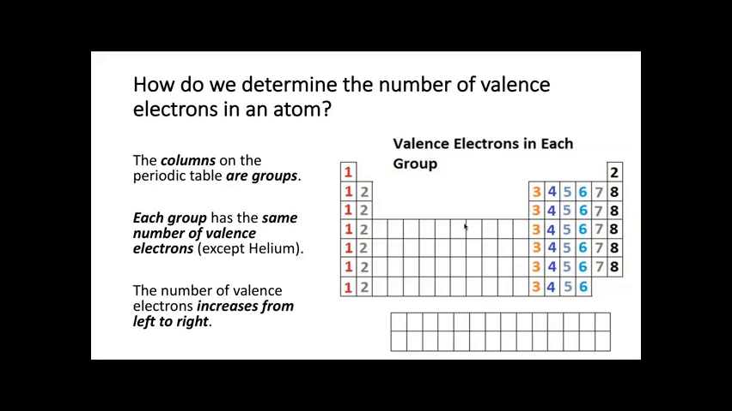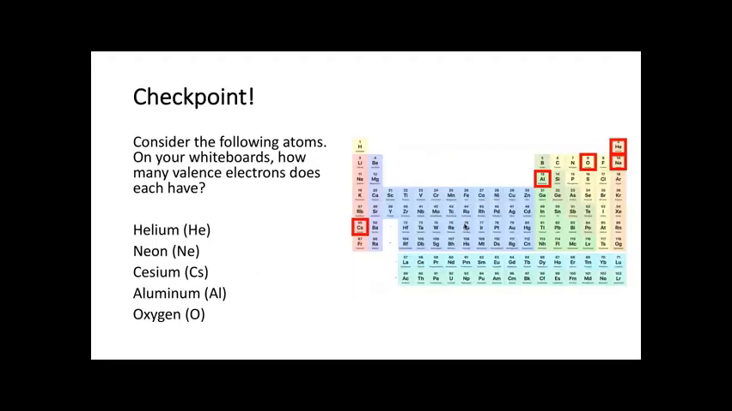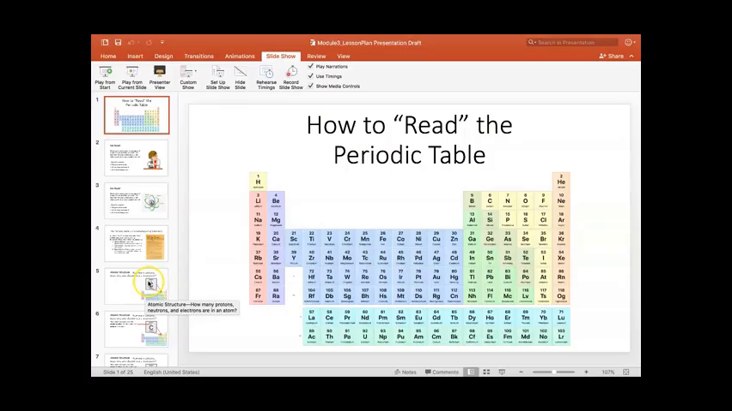I'd ask them, what can these electrons do? Hopefully they would say, react with other atoms, something to that effect. And I would tell them, as you can see in this periodic table that labels the number of valence electrons, it increases as the columns go from left to right. For my final checkpoint, I would ask them to identify the number of valence electrons that each of these atoms have. This one should be fairly straightforward.